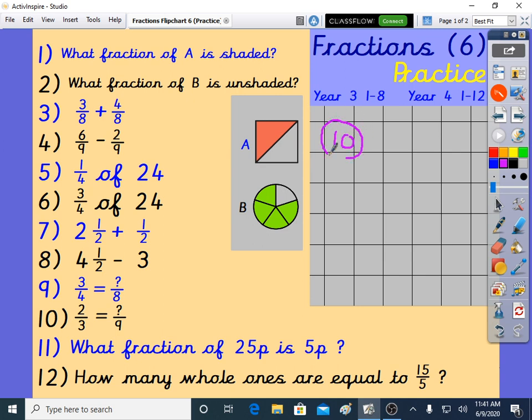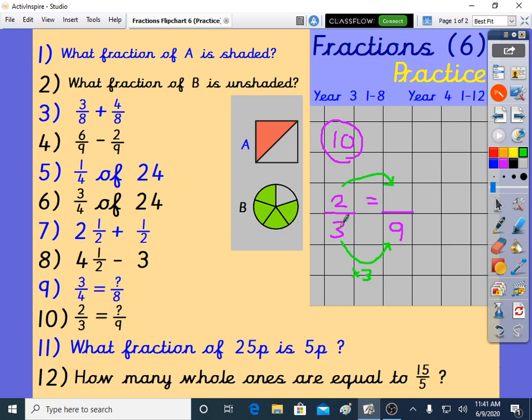Question 10: 2/3 equals a mystery on the top over 9. 2/3 equals a certain number of ninths, but we don't know how many. So I can't work out what's happened to the top because there's a mystery there, but I can work out what's happened to the bottom. What do you do to 3 to get to 9? Well, I'll sing my 3s, count on my fingers and see what my fingers say. 3, 6, 9. My fingers say 3 because I multiplied by 3.